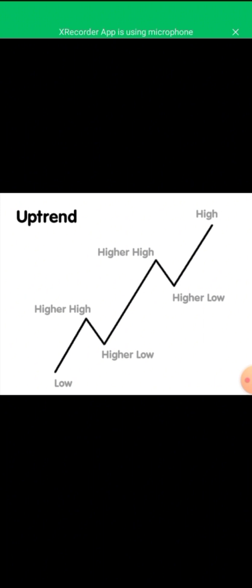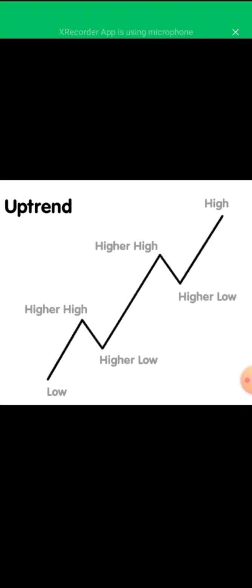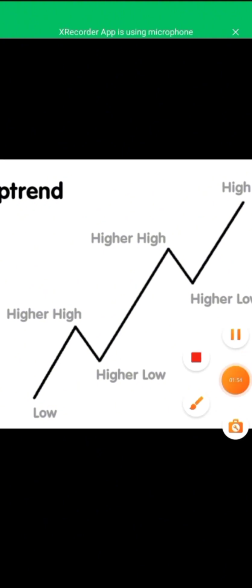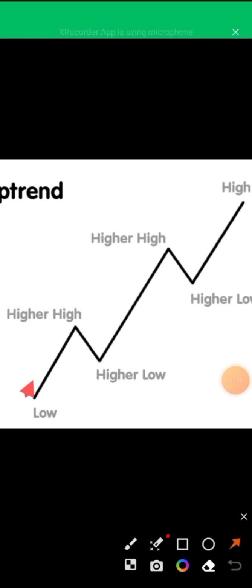So now let's identify this uptrend. Let's know how this is an uptrend, okay? Normally if a particular price or something is going up, it normally starts from the bottom, which is this, okay? Normally starts from the bottom, then goes.